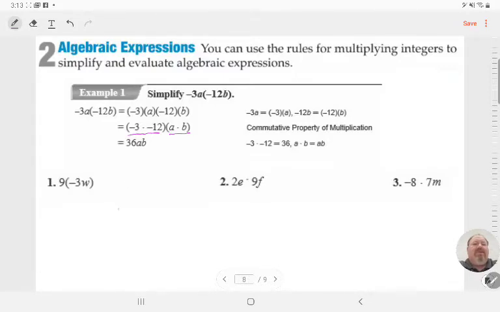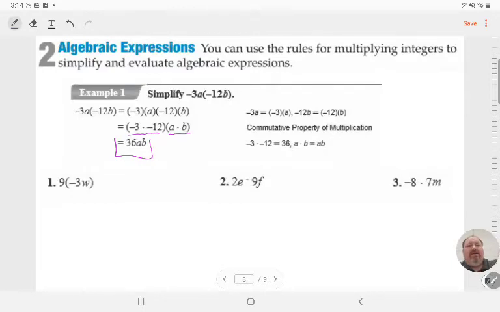So negative 3 times negative 12, there's two negatives, so it makes a positive. 3 times 12 is 36. And then a times b would just be ab. And so this is 36ab, which is 36 times a times b. Okay? All right, you try these next 3 real quick and then come back and see how you did.